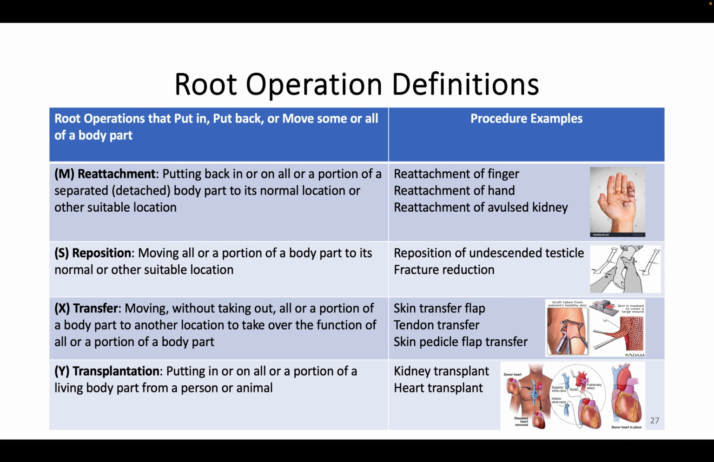Next, root operations that put in, put back, or move some or all of a body part. We have 4 of those. We have reattachment, which is noted by an M. It's putting back in or all of a portion of a separated, detached body part to its normal location or other suitable location. So here's your reattachment of a finger, your reattachment of a hand. So you can see on a picture of the finger how it's sewn back on.